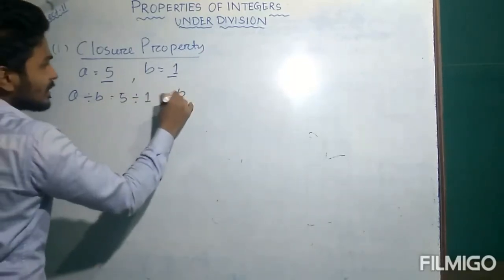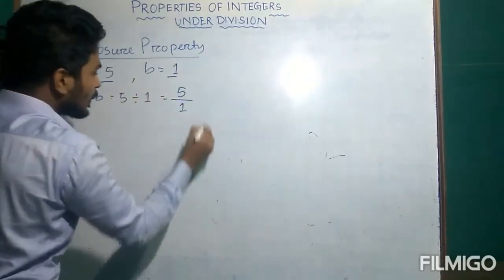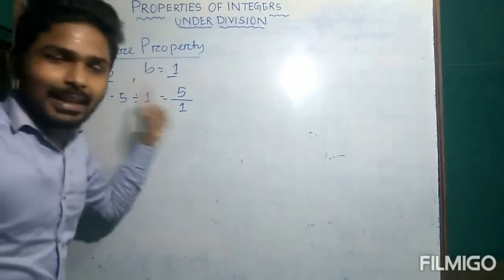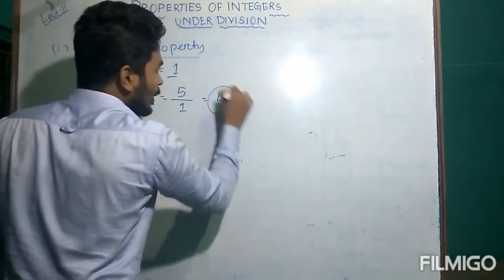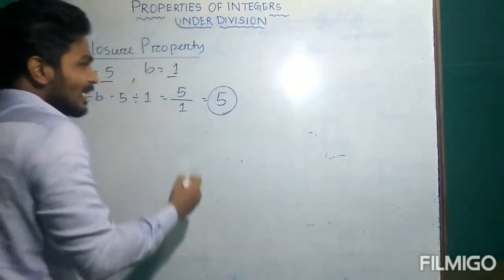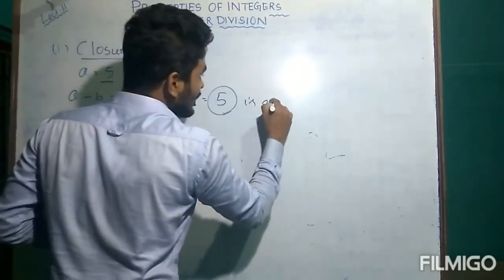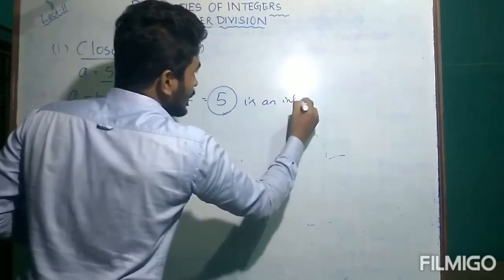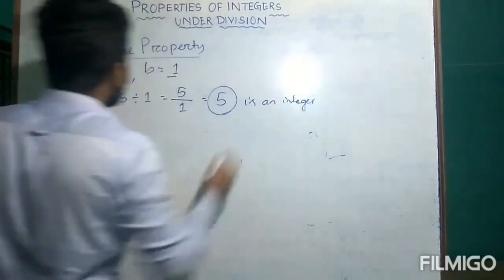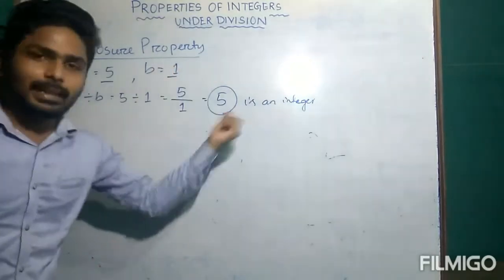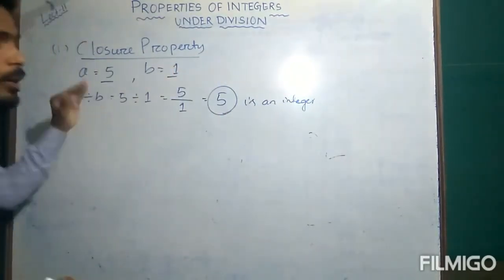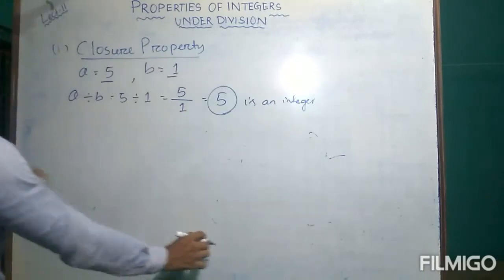You can write this as 5 divided by 1. 5 is the numerator and 1 is the denominator. Now, what is the value of 5 by 1? It is 5. Now, is 5 an integer or not? Yes, it is an integer. So here we get that if A and B are two integers, then A divided by B is an integer. Okay, let us check it for some other values of integers.